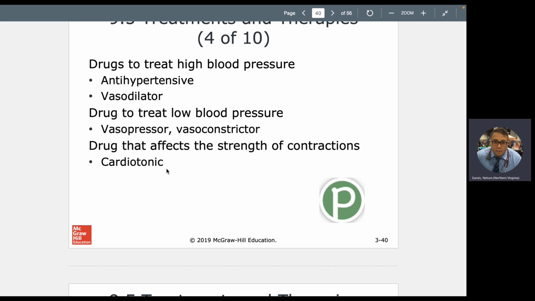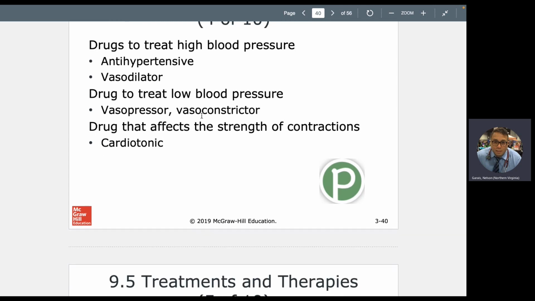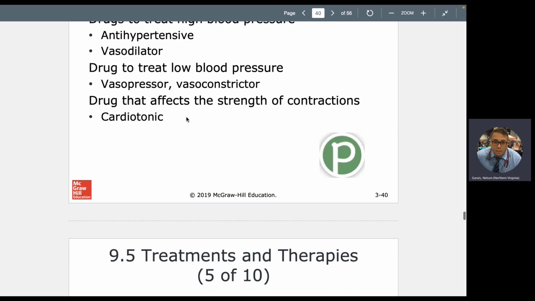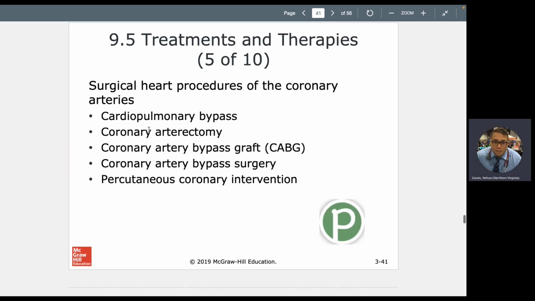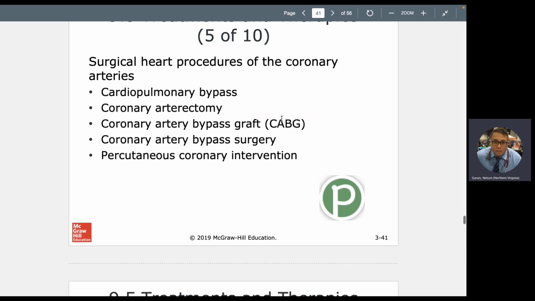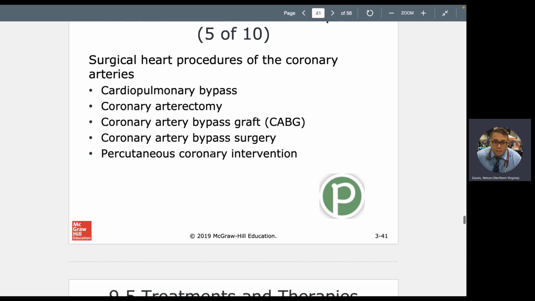Vasopressor, vasoconstrictor, it's something that will press on or constrict and make your blood pressure higher. So if you have very low blood pressure, or hypotension, I give you a vasopressor to kick up your blood pressure. Cardiotonic. Tone means strength, right? Our strength of contraction. We're not only looking at the heart for its strength of contraction, we're also looking at its timing. Because remember, arrhythmia is not a good thing. CABG, coronary artery bypass graft. This is the best one out of all these and the most common.